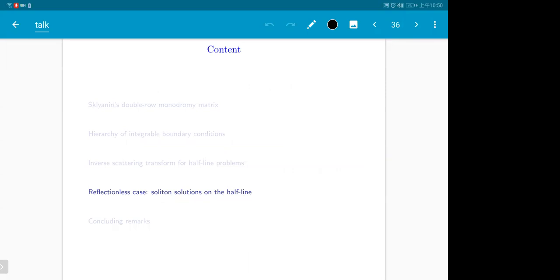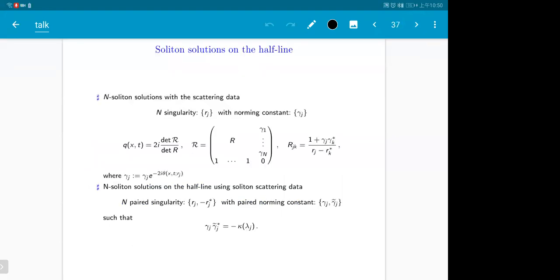Okay, so lastly, we can show some explicit solutions, soliton solutions. So the N-soliton solutions can be expressed in this form. For the NLS equation, you have N singularities, zeros of the scattering function A, equipped with what is called the norming constant gamma J. So that's the solution of the N-soliton solution on the whole line.